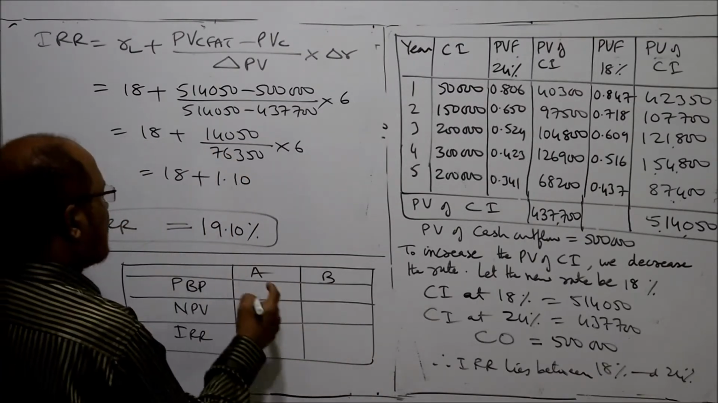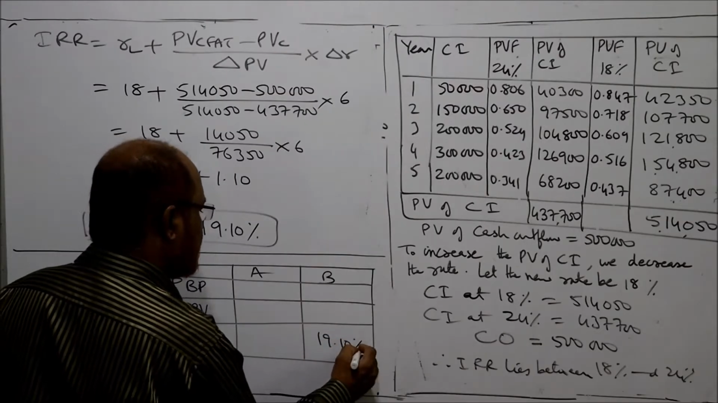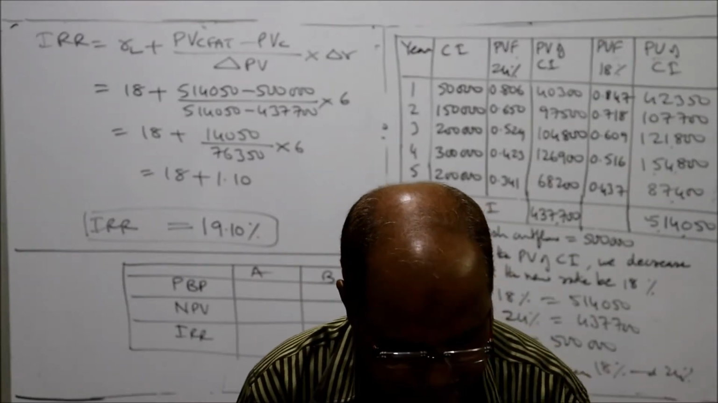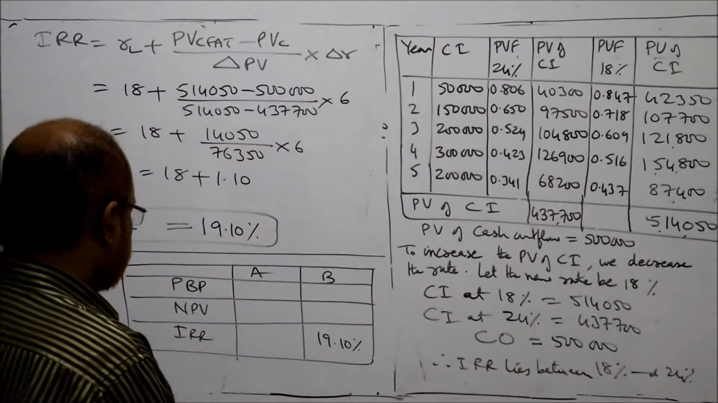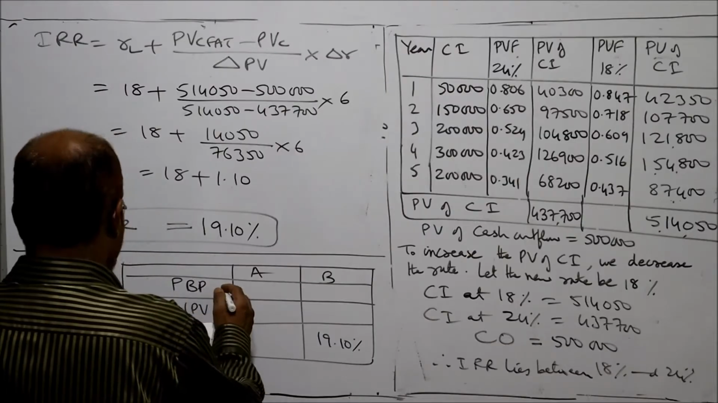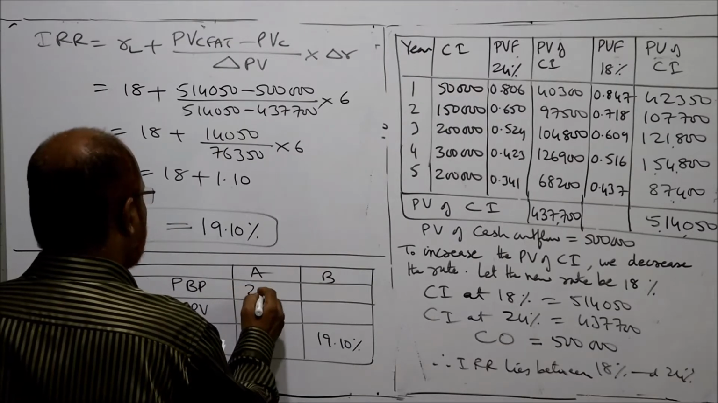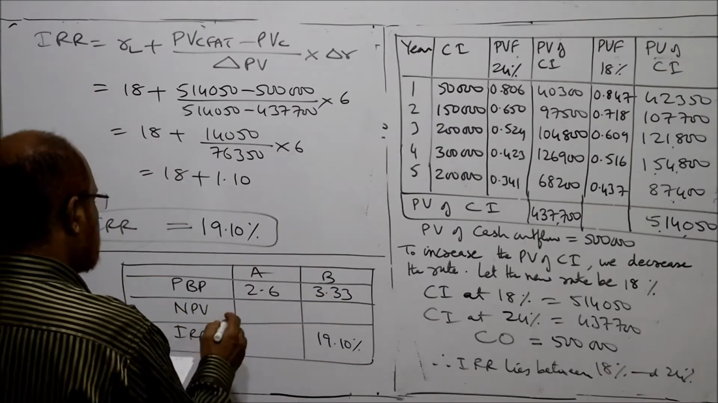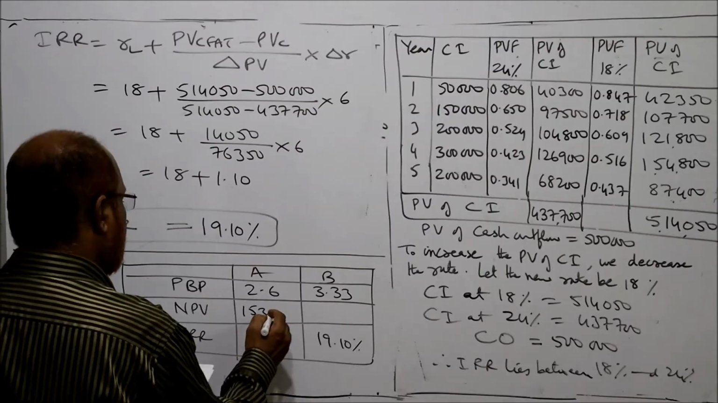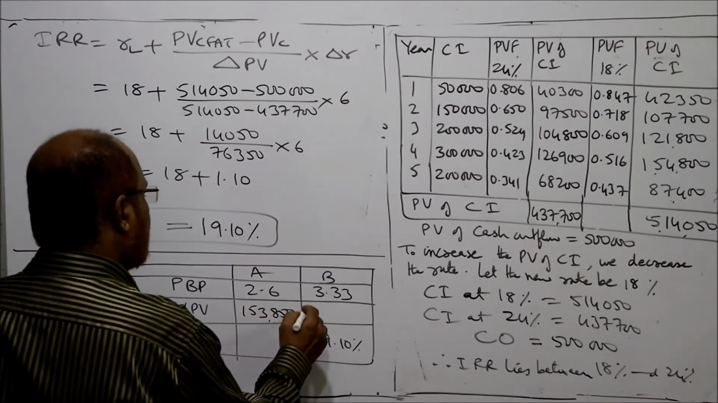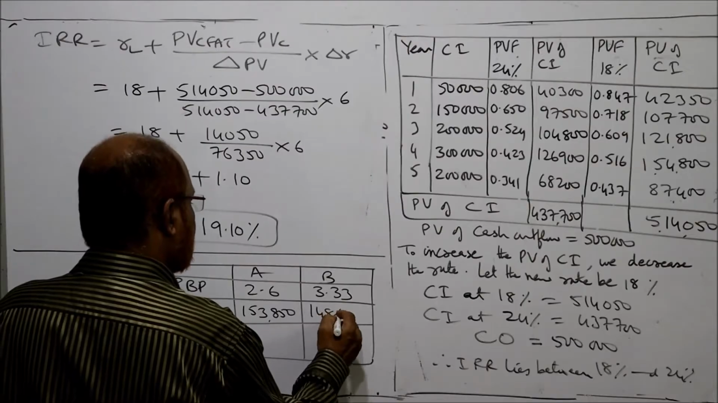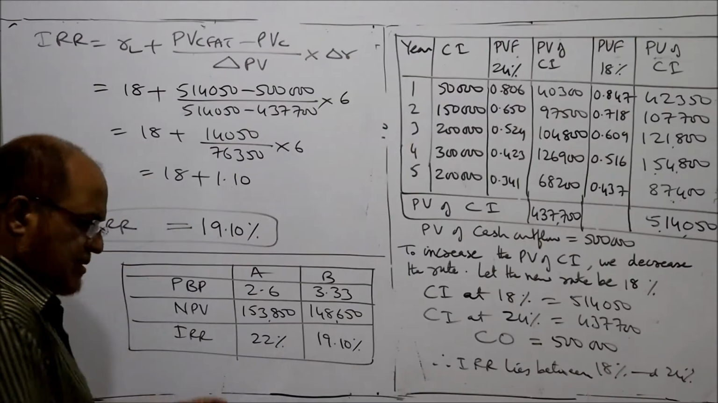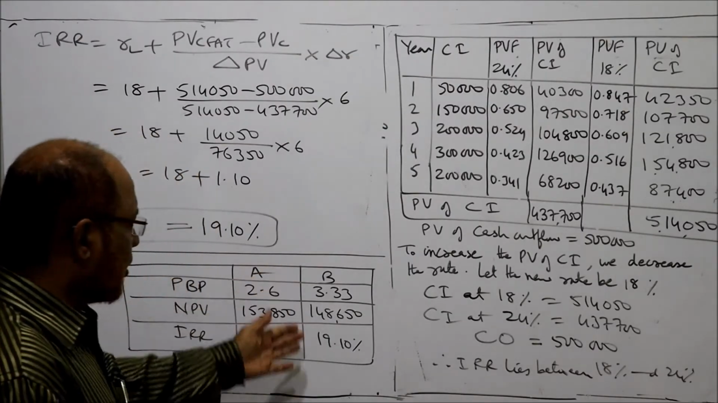See, IRR just now we have calculated, 19.10%. So already we have calculated the NPV and PBP. PBP is 2.6 and 3.33. NPV is 1,53,850 and 1,48,650. IRR is 22%. That's it. These are the calculations already made.